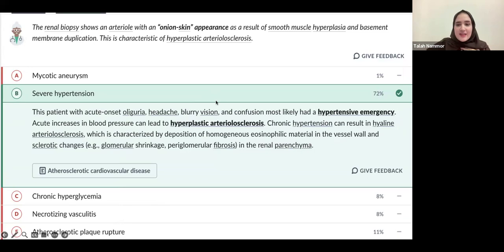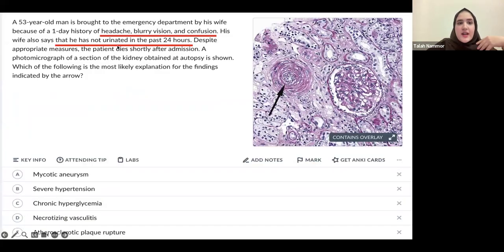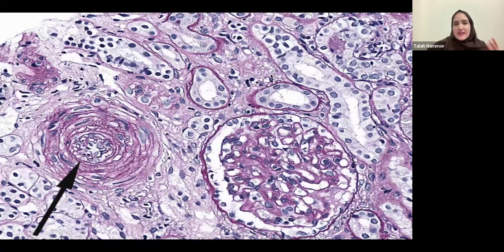The things that we underlined here show you that it's a hypertensive emergency, an extremely high blood pressure, because at high blood pressures the vessels in the eye are going to get affected, and that's why we're going to have blurry vision, headache, and confusion. But the biggest giveaway is the way the artery looks, the hyaline arteriosclerosis.